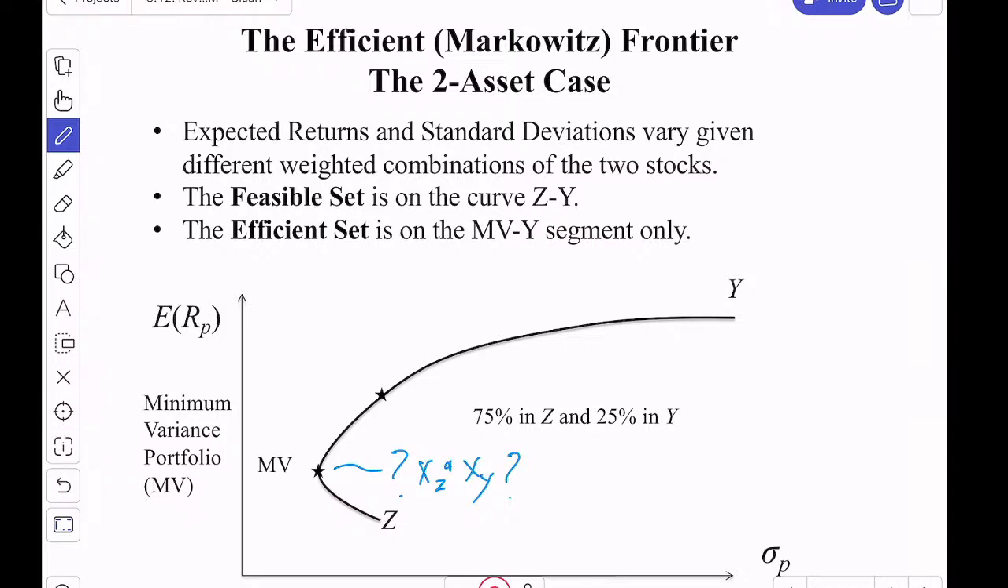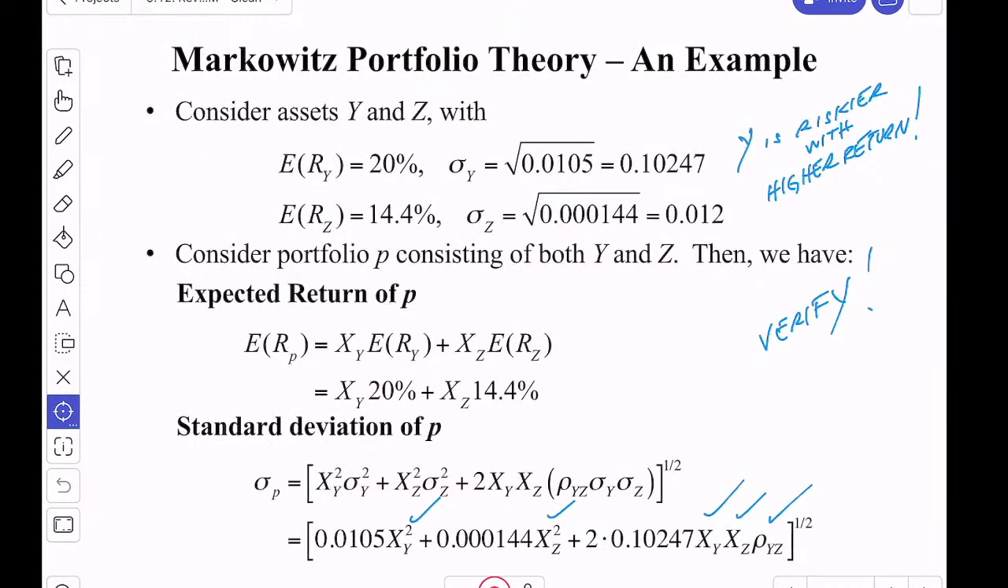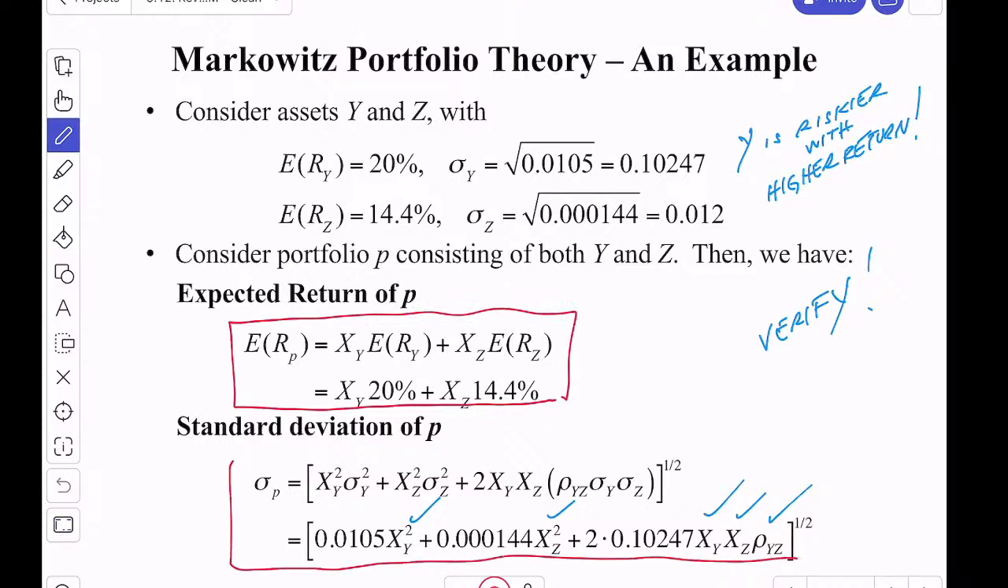Where this point here marks mostly Z, just to give you an example, 75% in Z and 25% in Y. And then all that information is plugged into this formula to find the standard deviation, and this formula to find the expected return. So these are the formulas that are used to calculate expected return and standard deviation on that graph chart.